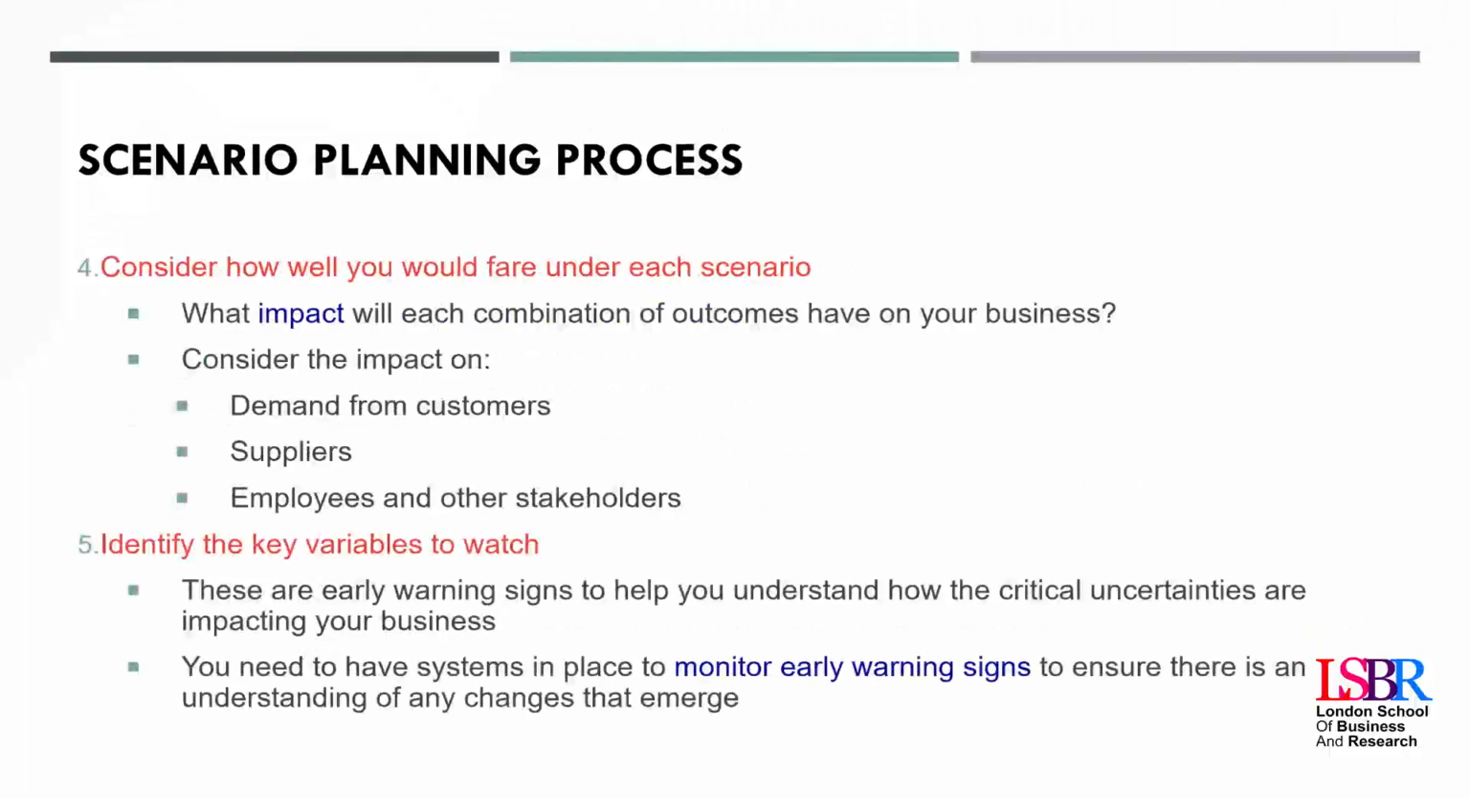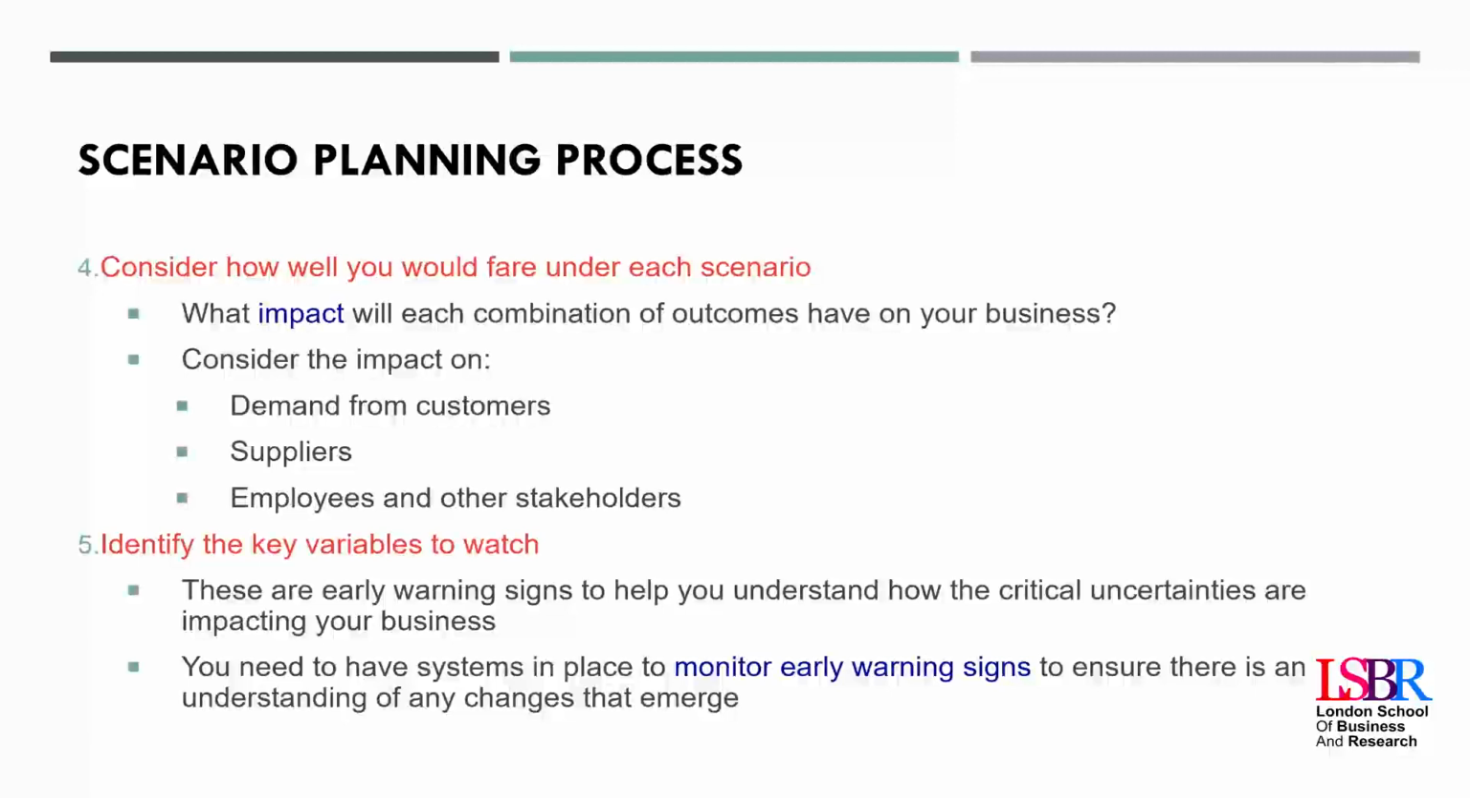Once you've done that, you then have to look at how well you think your business would perform under each scenario. So again, what impact would each of these combinations have on your business? You've looked at these different combinations of problems that could happen. Then consider the impact of them if they were to happen on your business. What would it mean in terms of demand from customers? How would that expected change impact the demand from your customer?